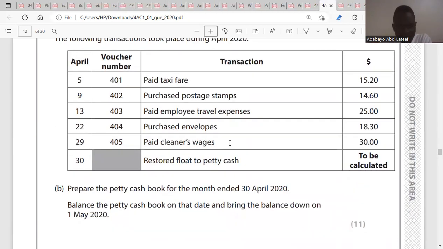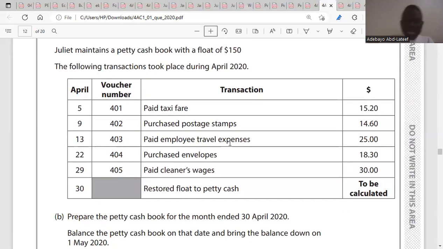So to prepare a petty cash book here, we have the debit side and the credit side. So on your debit side, what are you going to post? Listen, you pay taxi fare, it's going to be on the credit side. Purchase postage stamp, it will be on the debit side. Paid employees on the credit side. Purchased envelopes on the debit side. Paid cleaners on the credit side. And that's all. Is it clear? Yes. All right, great. Shall we move on?